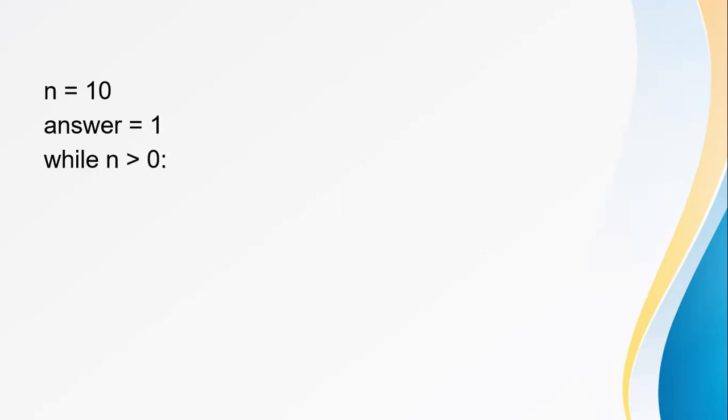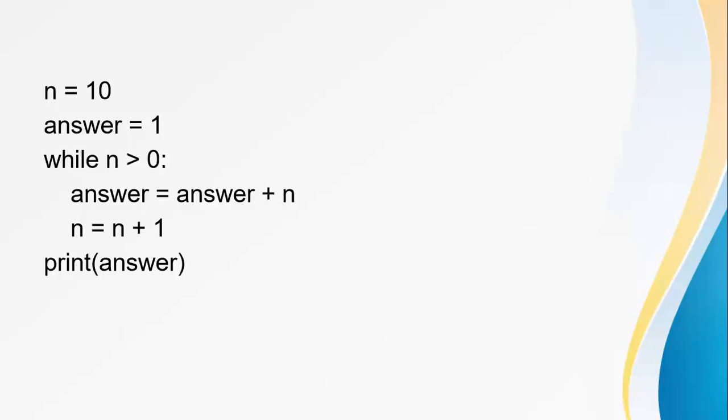n is equal to 10. Answer is equal to 1. While n is greater than 0, okay, fine. Condition is n greater than 0. Answer is equal to answer plus n. n is equal to n plus 1. Print answer. What is the answer for this one? If you understand these programs and when you are able to guess the answer, that means that you are good at loops.